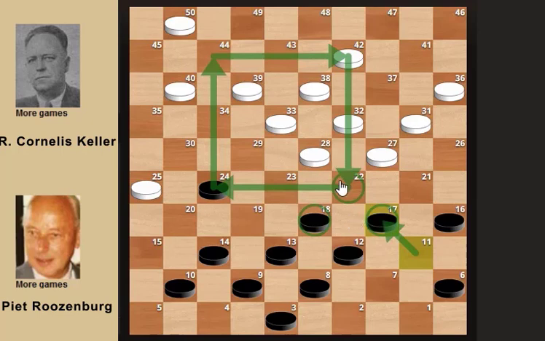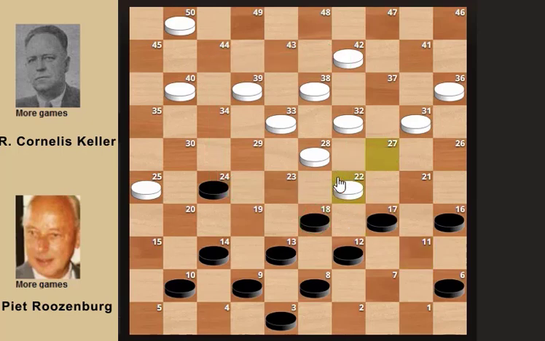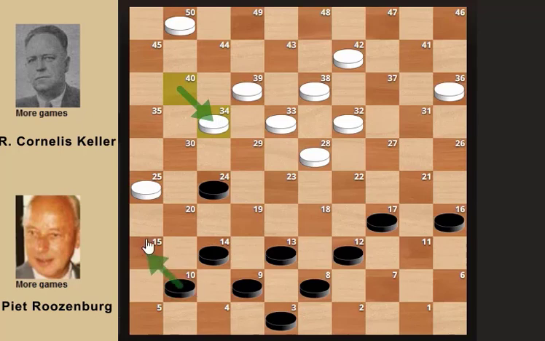Very interesting. Okay, so Keller played 27, 22. So 27, 22, the exchange was made. And then Roozenburg took from 6 to 17. So 6, 17. Keller moved his piece from 40 to 34. And then this move was responded to by playing 10 to 15.